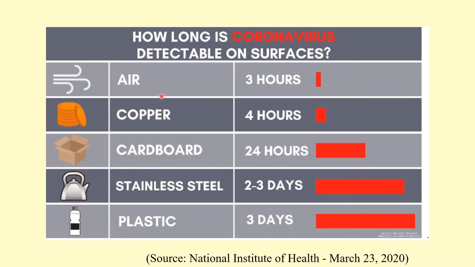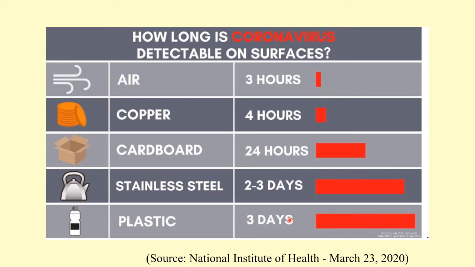For example, in air, coronavirus can survive for up to 3 hours. On copper, for up to 4 hours. On cardboard, coronavirus can stay alive for up to 24 hours. On stainless steel, for 2 to 3 days. On plastic, coronavirus COVID-19 can survive for 3 days. It means it can stay alive for 3 days.